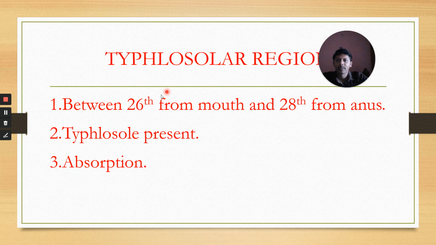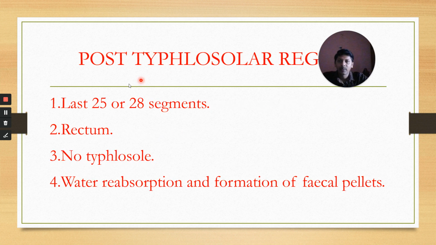Next, the typhlosolar region, between the 26th segment from the mouth and the 27th from the anus. This is the part in which typhlosole is present. What is the main function of this part? It helps in absorption. And the post-typhlosolar region, the last 25 to 28 segments, is also called the rectum. No typhlosole is present here. The function of the post-typhlosolar region or rectum is water reabsorption and formation of fecal pellets.